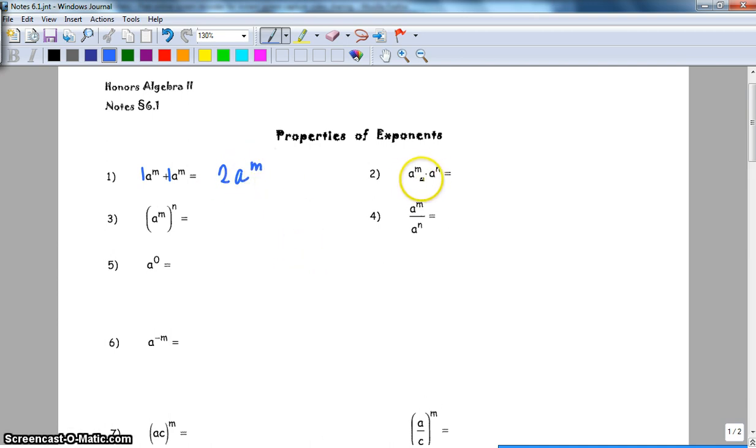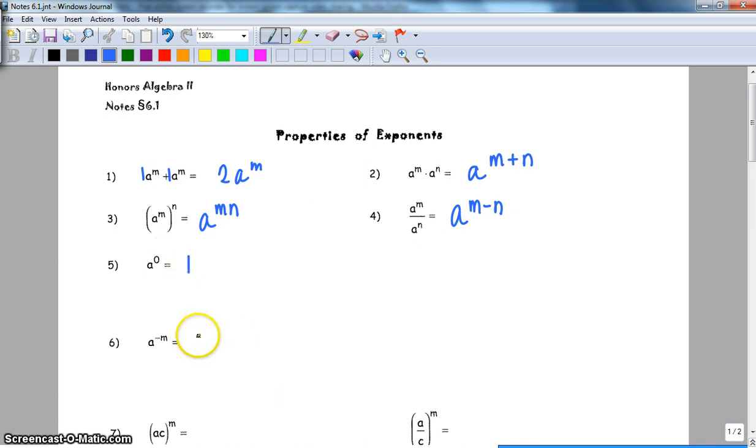However, if your base is the same and you are multiplying, then you will add your exponents. If you have multiplying in this way, we will multiply our exponents. Our rule for this situation when you're dividing is to subtract your exponents. Anything to the 0 power is always 1.